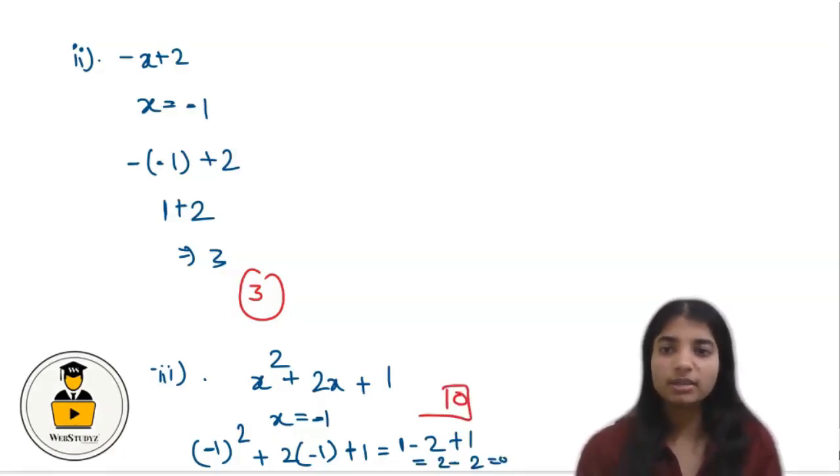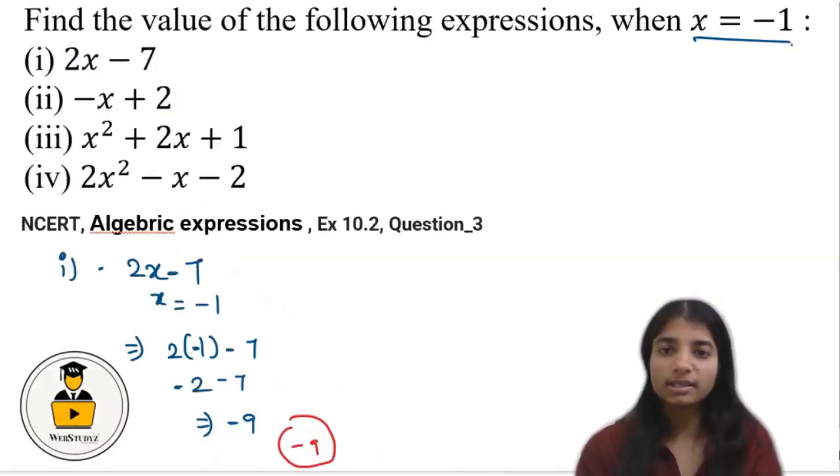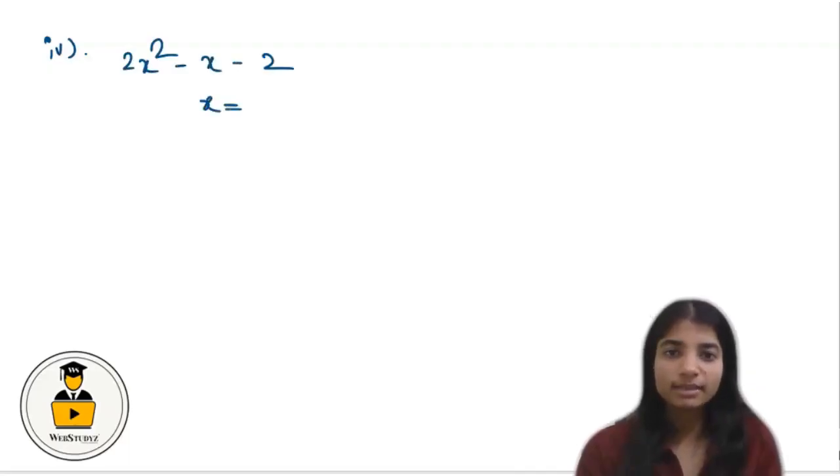Now let's discuss the fourth part. The fourth part is 2x raised to the power 2 minus x minus 2. So we are just going to plug the value here, that is 2x raised to the power 2 minus x minus 2. x is equal to -1.